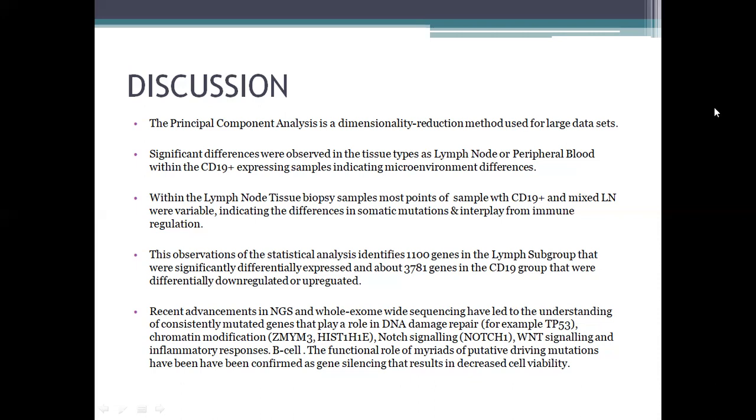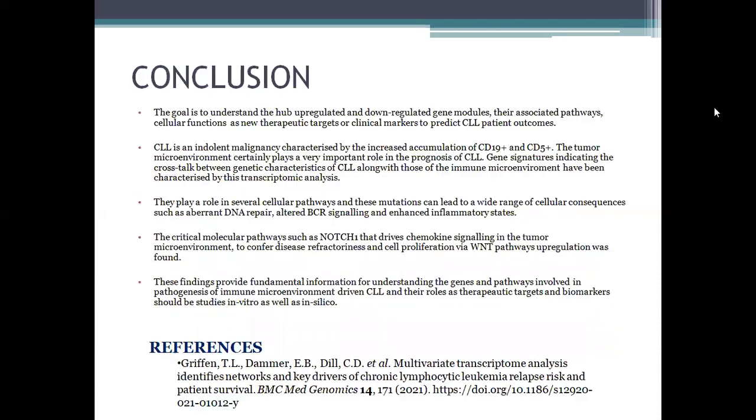The functional role of myriads of putative driving mutations have been confirmed as gene silencing that results in decreased cell viability and an uncontrolled clonal expansion of immature B cells. To conclude, the goal of this project was to understand the upregulated and downregulated gene molecules, their associated pathways, gene products, and cellular functions, so that new therapeutic targets and clinical markers to predict the diagnosis of CLL patients could be understood. We noted that CLL is an indolent malignancy characterized by an increased accumulation of CD19 positive and CD5 positive expressing cells.